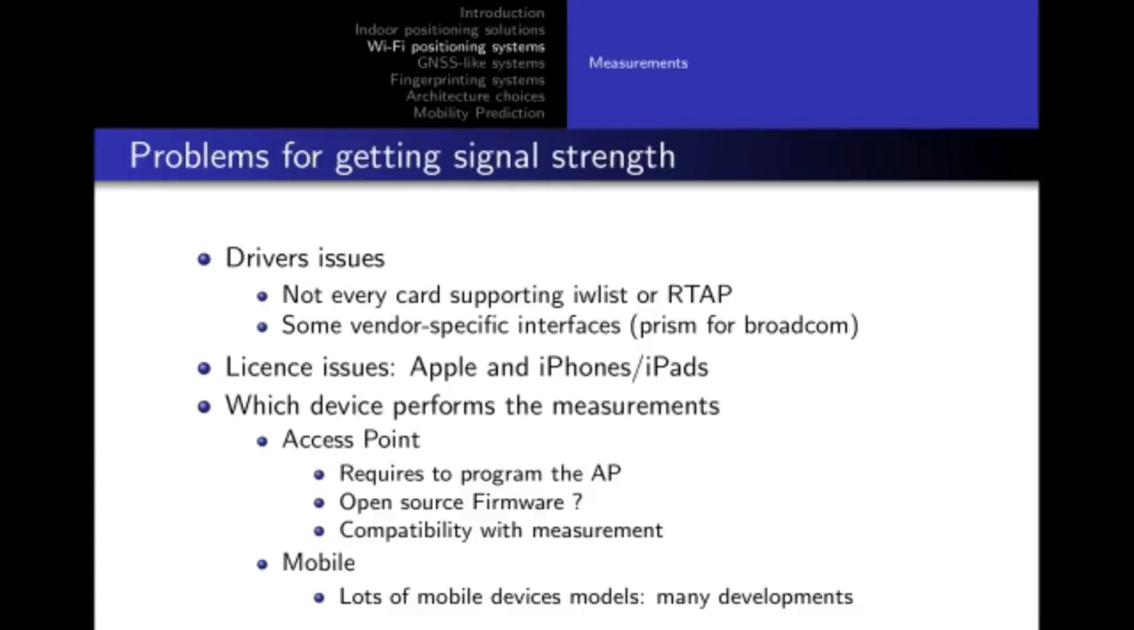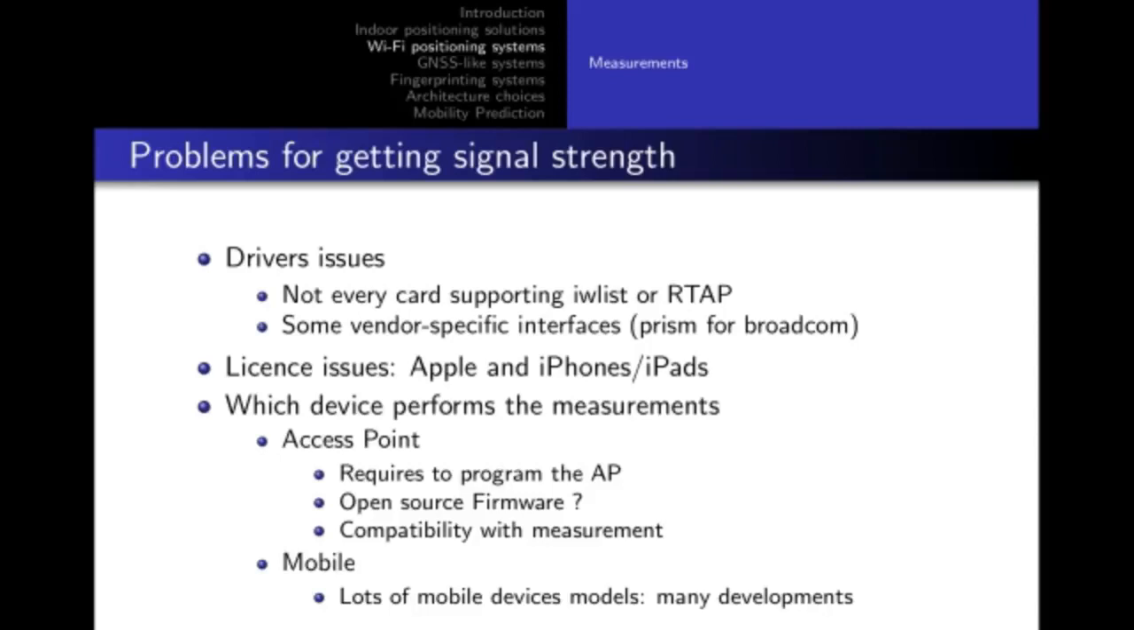So there are several problems to get signal strength. Driver issues: not every Wi-Fi card will support iwlist or RadioTap. Some use vendor-specific interfaces, such as Prism or Broadcom. And there may be license issues, such as Apple with iPhones and iPads. With Apple, you have a license which says that you cannot use Wi-Fi RSSI measurements to locate devices.